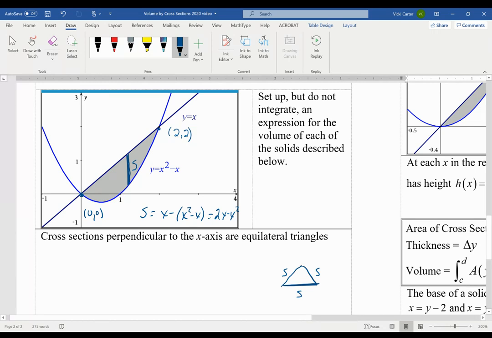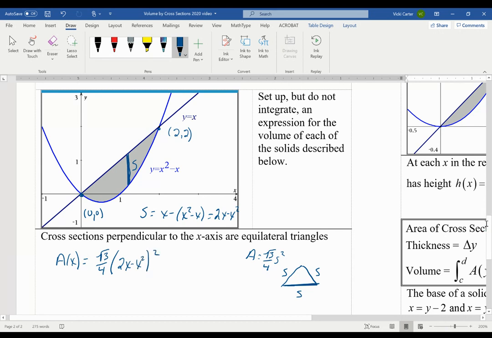Now, on your reference sheet, you have a formula for an equilateral triangle's area. And that area formula is square root of 3 over 4 times side squared. That's going to make it very easy for us to write our A of X formula. That's the area of one of those slices. So that's going to be square root of 3 over 4. Remember, S is still 2x minus x squared, and that's going to be squared.